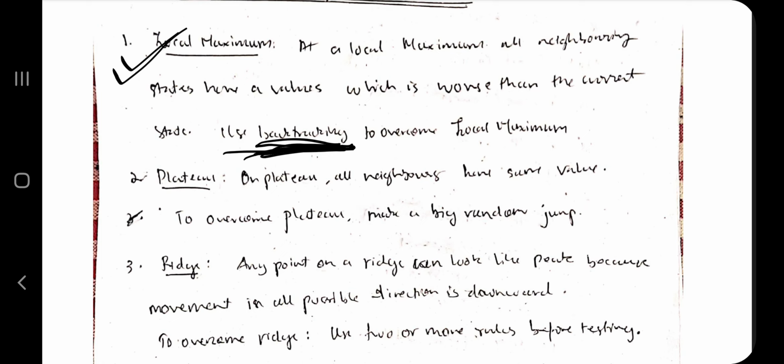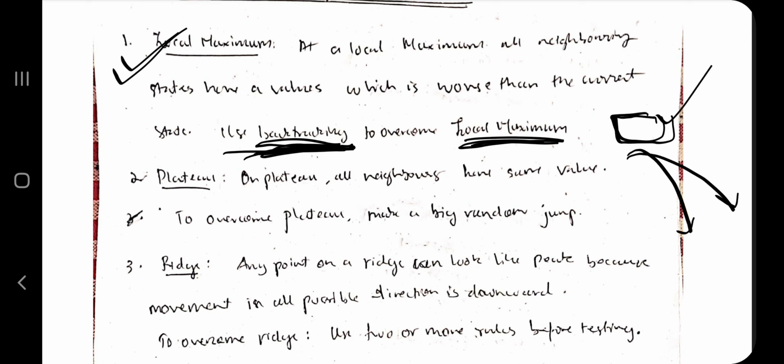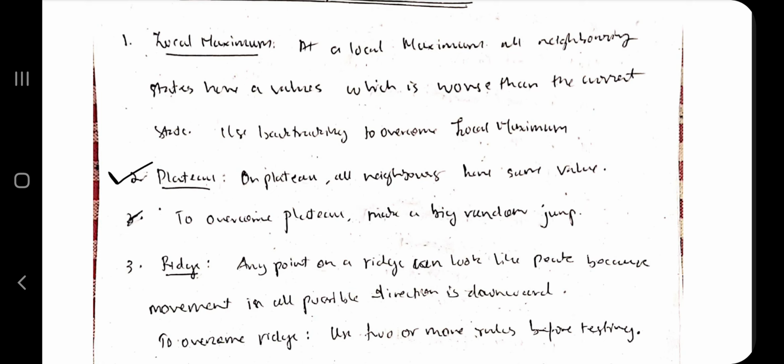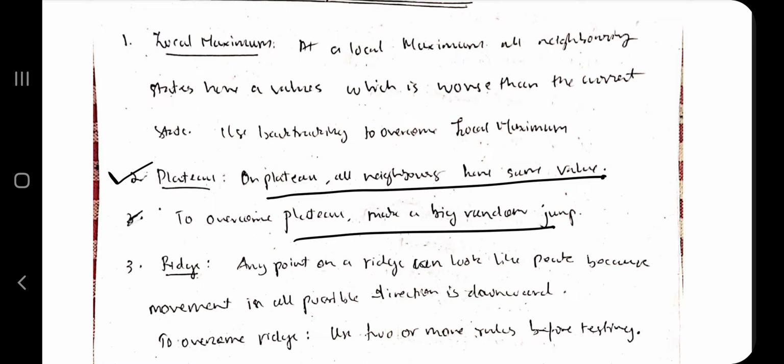What it will do is explore all the paths. Even if it reaches a local maximum, it will store that this is the maximum as of now, move on to the next path and search whether I get a value more than this one. That is backtracking. Next is plateau. Plateau means all the neighbors have the same value. To overcome a plateau, make a big random jump.